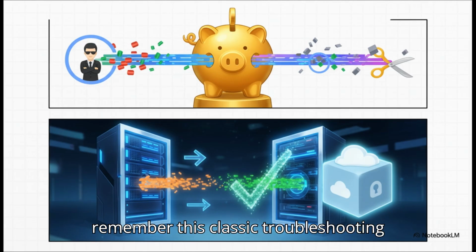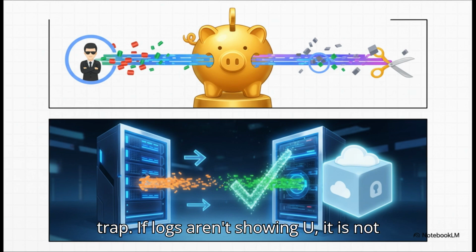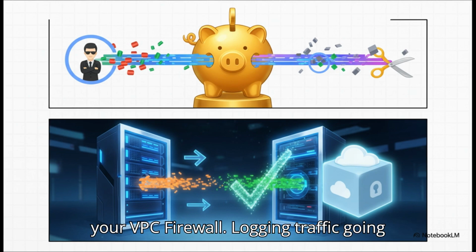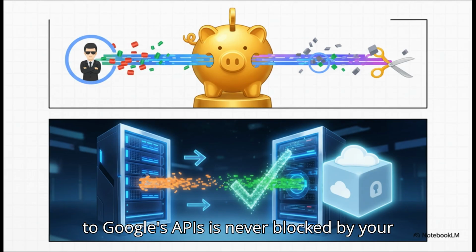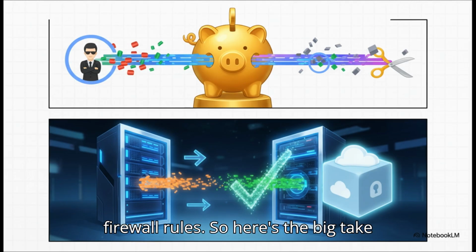And please, remember this classic troubleshooting trap. If logs aren't showing up, it is not your VPC firewall. Logging traffic going to Google's APIs is never blocked by your firewall rules.